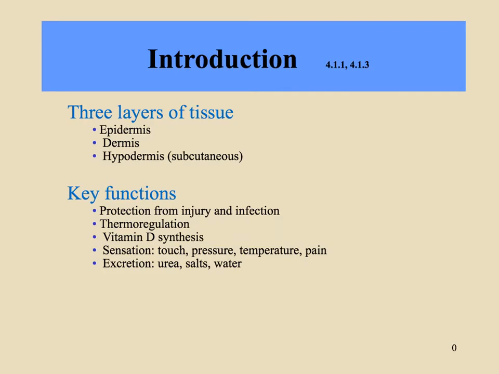So our skin is made up of three distinct layers of tissues. We have the epidermis, the dermis, and the hypodermis, which is also known as the subcutaneous.